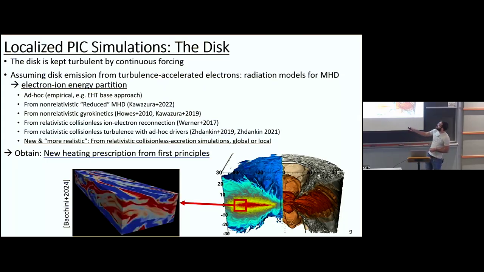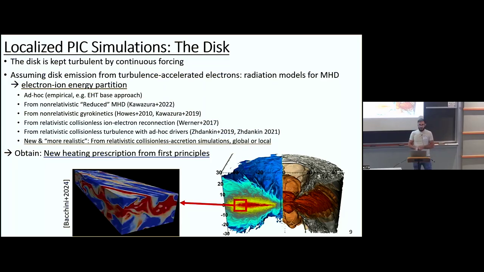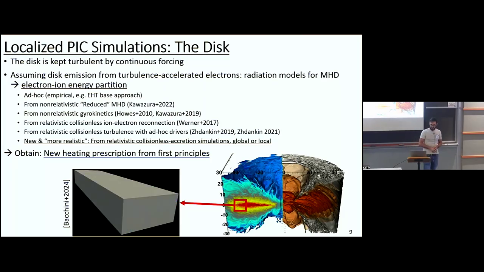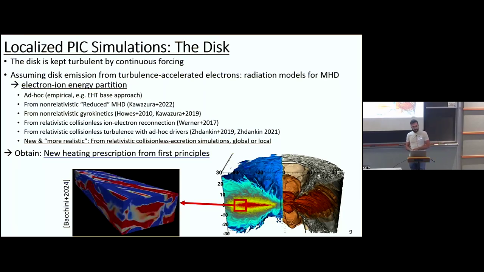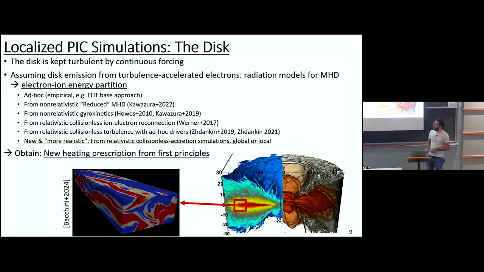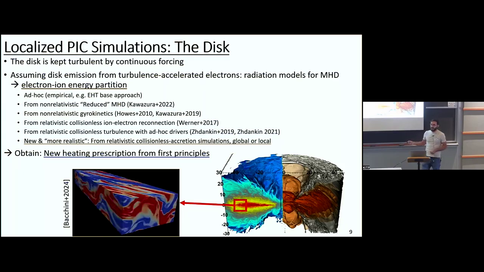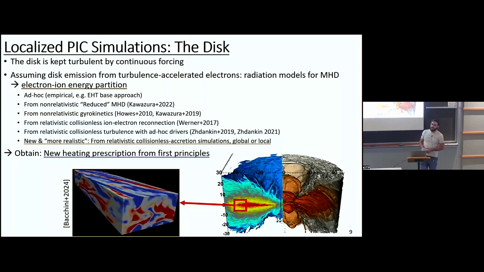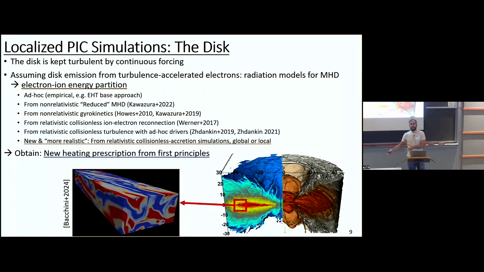So you have electrons and ions with their realistic mass ratio. Electrons may be relativistic, but the ions may not be relativistic. So we call this the semi-relativistic regime. And we want to know, for example for EHT purposes, what the electron-ion energy partition is when the turbulent cascades dissipate energy from the large to the small scales.